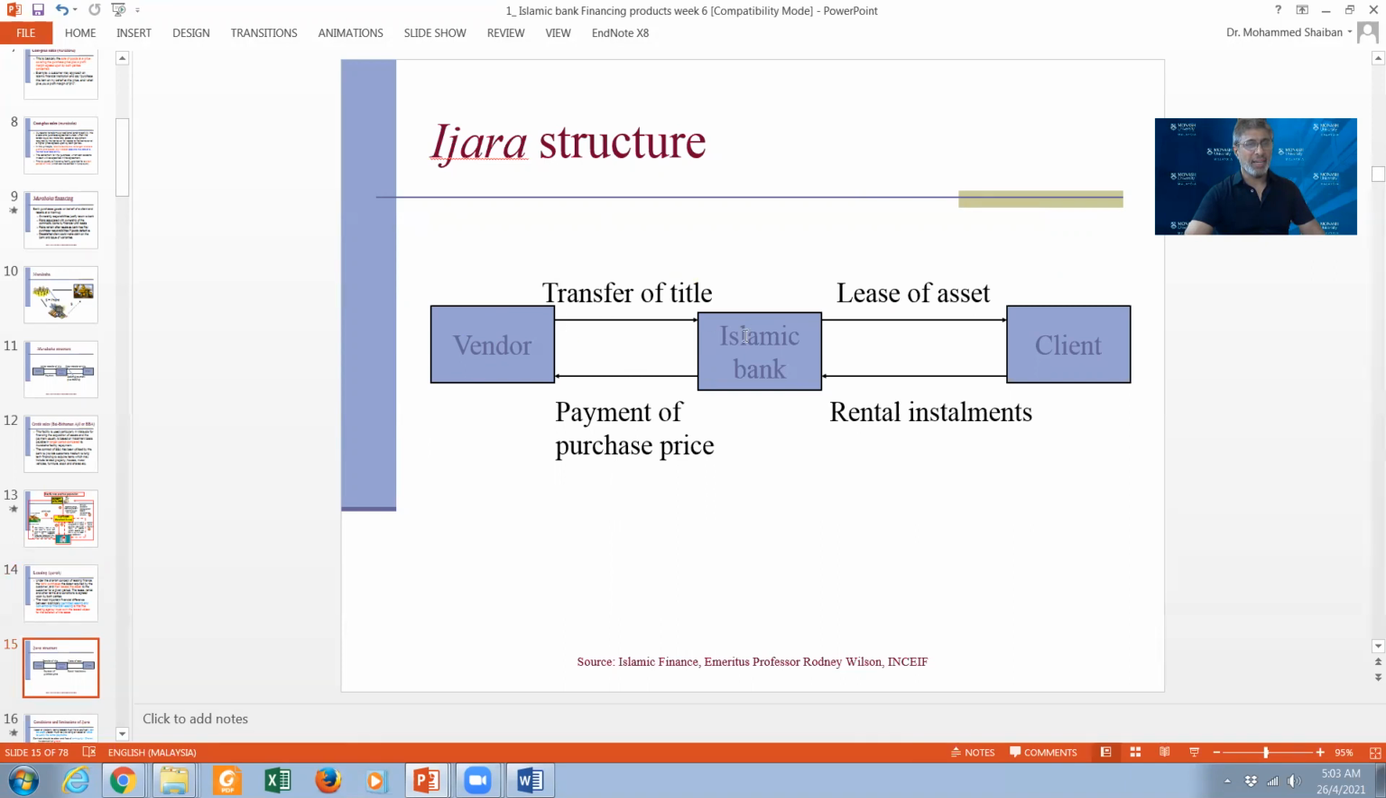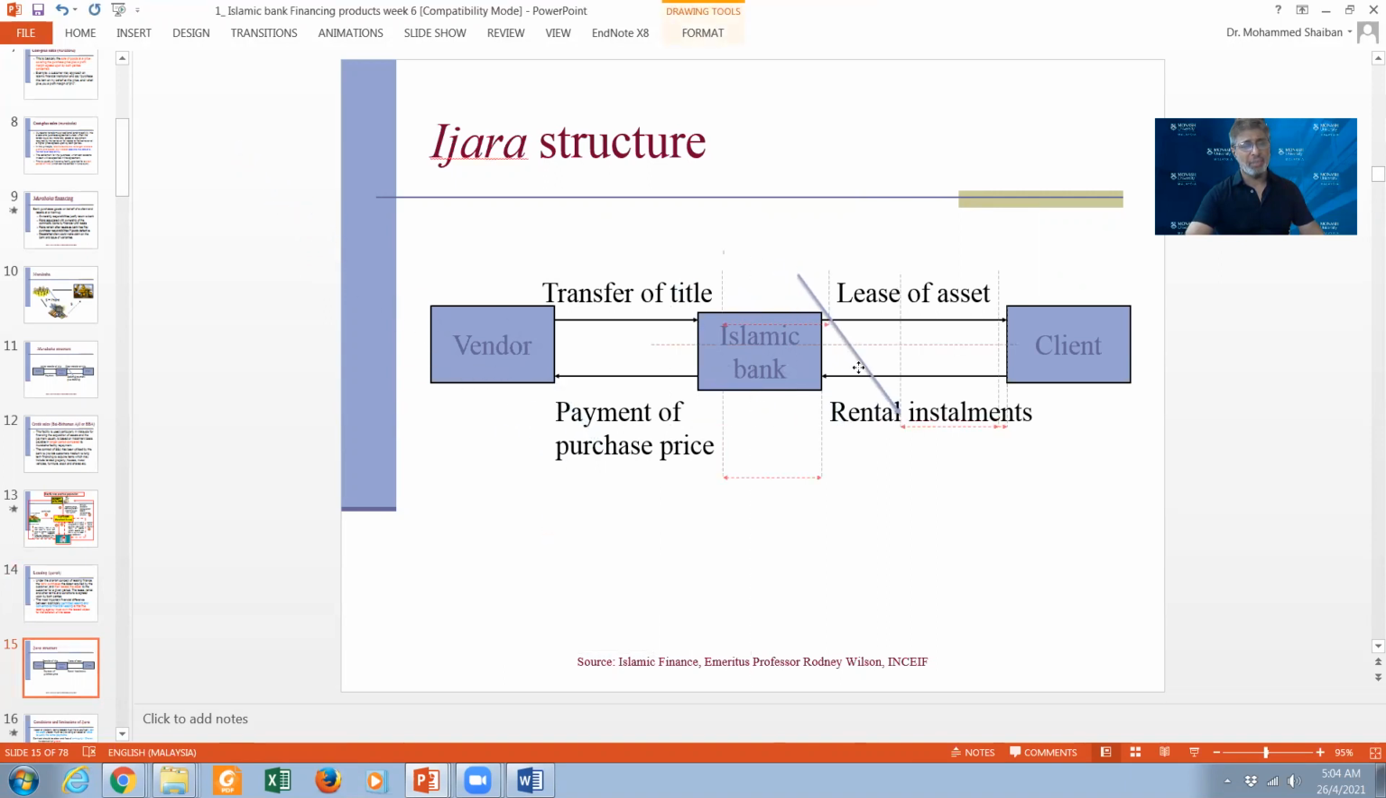They will transfer the title to the bank. The bank will pay, they will buy this asset. For example, you can buy a car under this agreement. So you buy it and the bank now leases it to the client and receives rental payments. These rental payments are actually higher than the purchase price, for sure, because the difference is actually the profit.